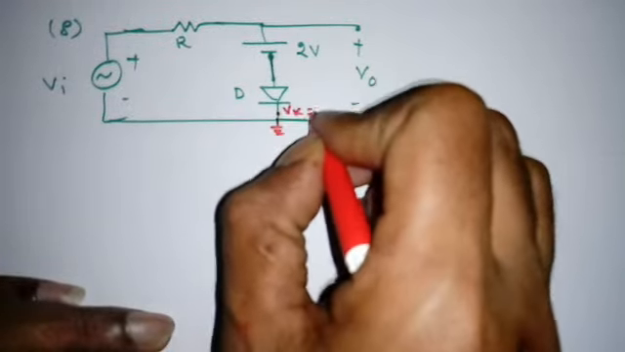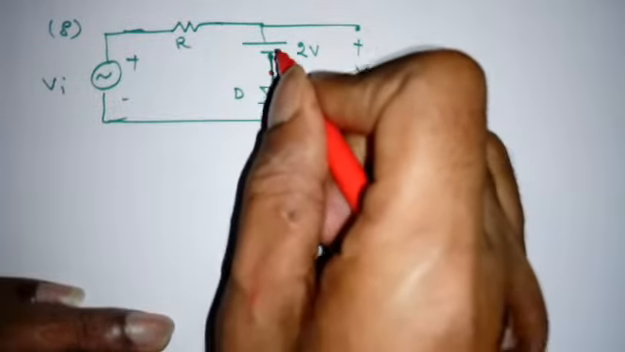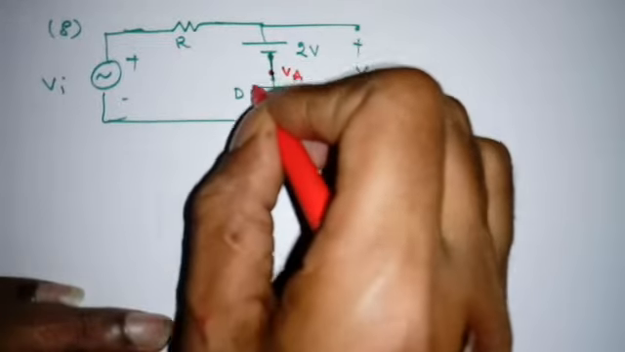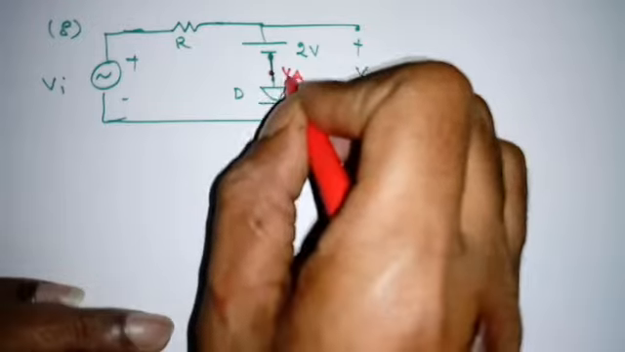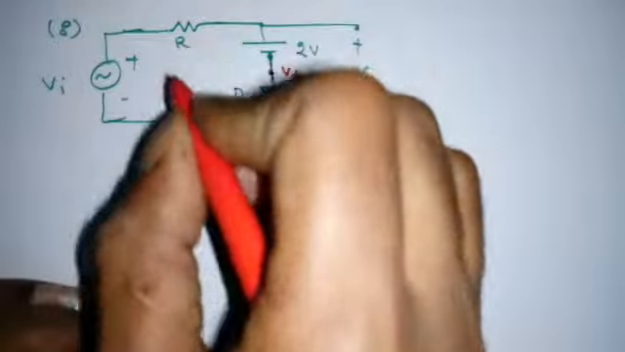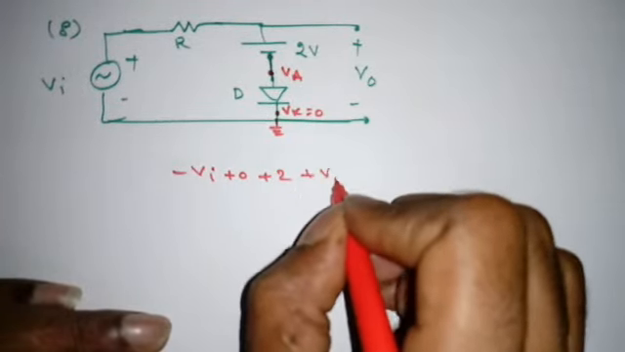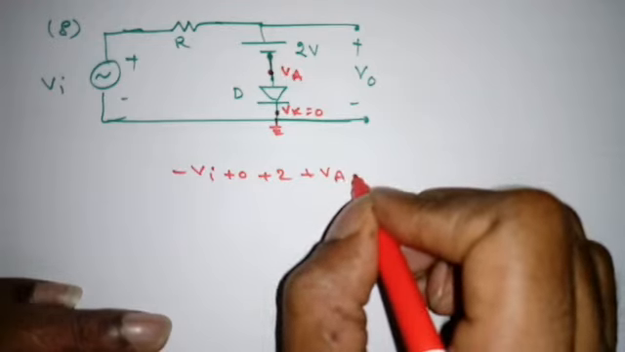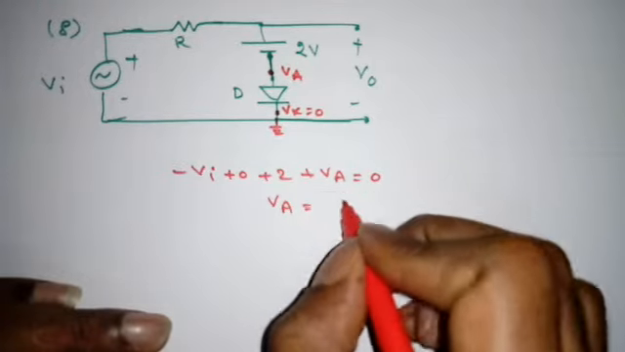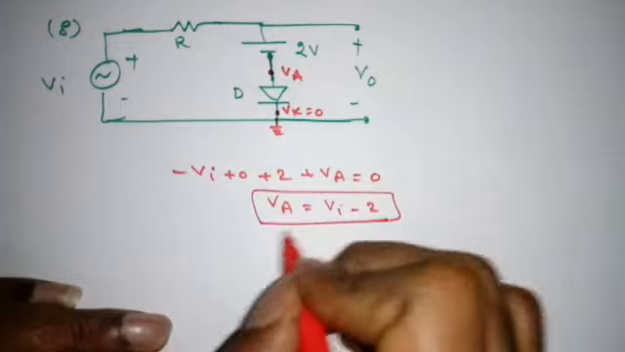So Vk is simply 0. But what is Va? We cannot say directly Va is equal to minus 2 volts, right? So when we open the diode, we have to apply KVL to find Va. It will be minus Vi, open means no current flows, plus 0 plus 2 plus Va equal to 0. So what is Va? Va is going that side, minus 2. So Va is now Vi minus 2.